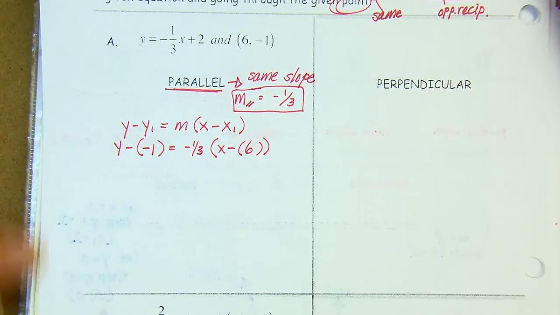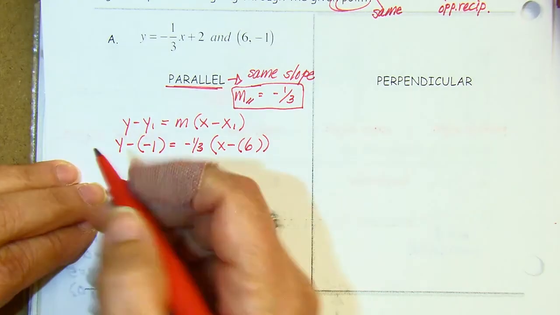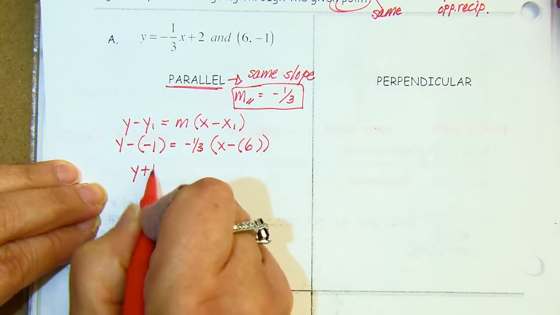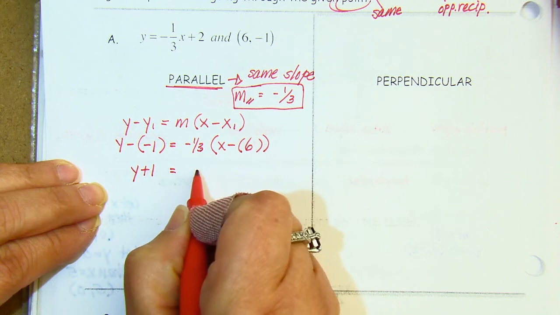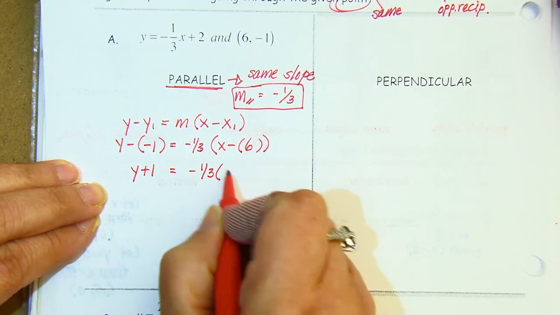Okay. Y subtract, subtract, well, that's the opposite of a negative, which is positive. This is y plus 1 equals negative 1/3 times the quantity x minus 6.